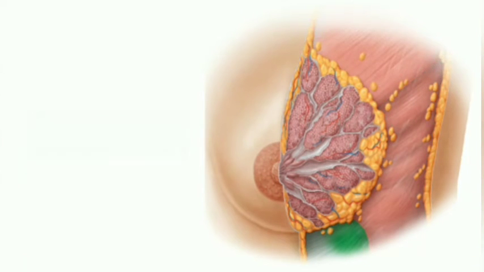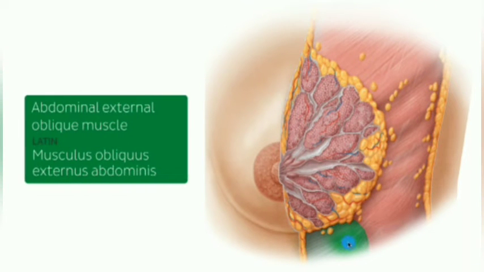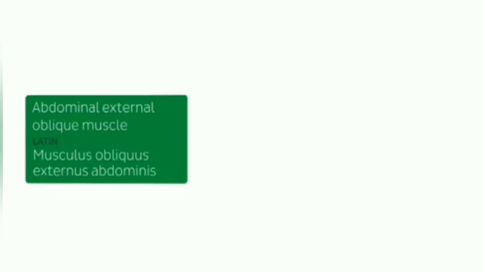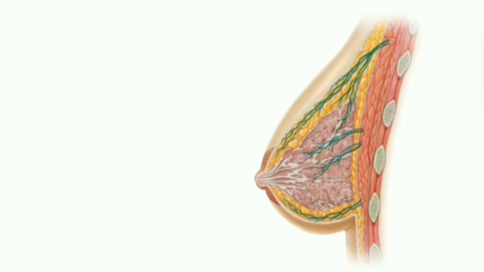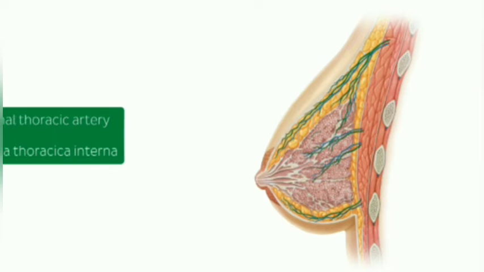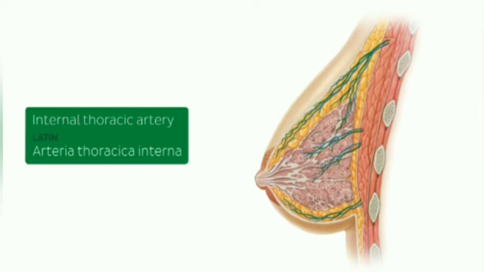Inferiorly, the breast overlies the abdominal external oblique muscle, which we can see here. This is the largest and most superficial abdominal muscle that originates from the 5th to 12th ribs. We will now have a look at the blood vessels that supply the breast. The main artery that supplies the breast, as well as the anterior chest wall, is the internal thoracic artery. This artery branches from the subclavian artery near its origin, and sends branches through the intercostal spaces beside the sternum. The 2nd and 3rd spaces are the largest and run downwards medial to the nipple.